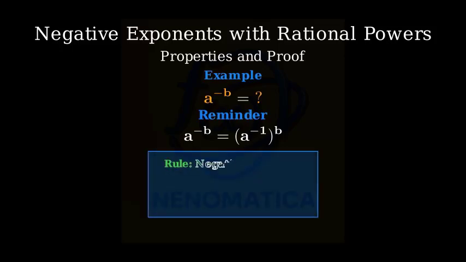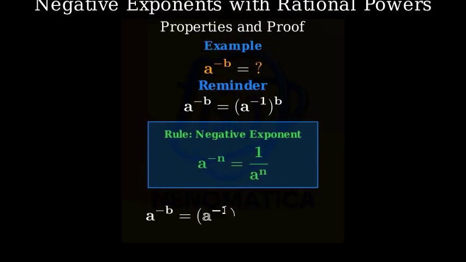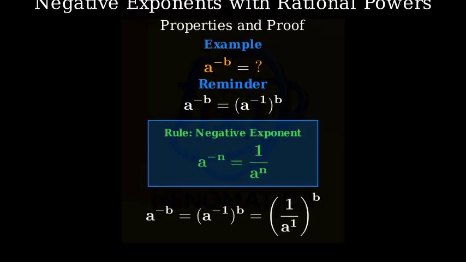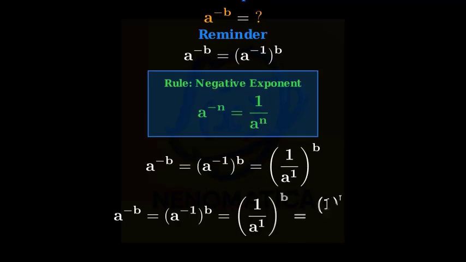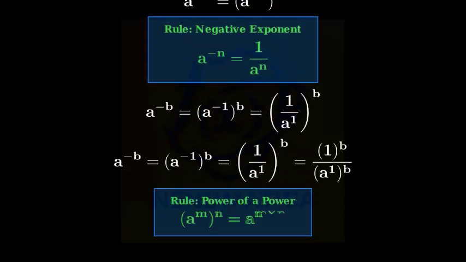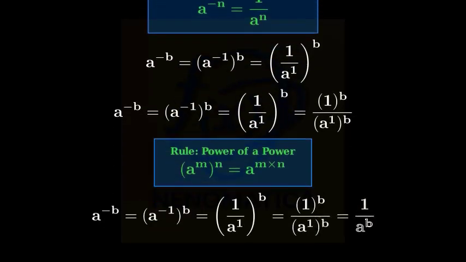This equals the fraction 1 over a to the first power, all raised to the power of b. And finally, since 1 raised to any power is still 1, and using the power of a power rule, we have a to the -b power equals 1 over a to the b power.